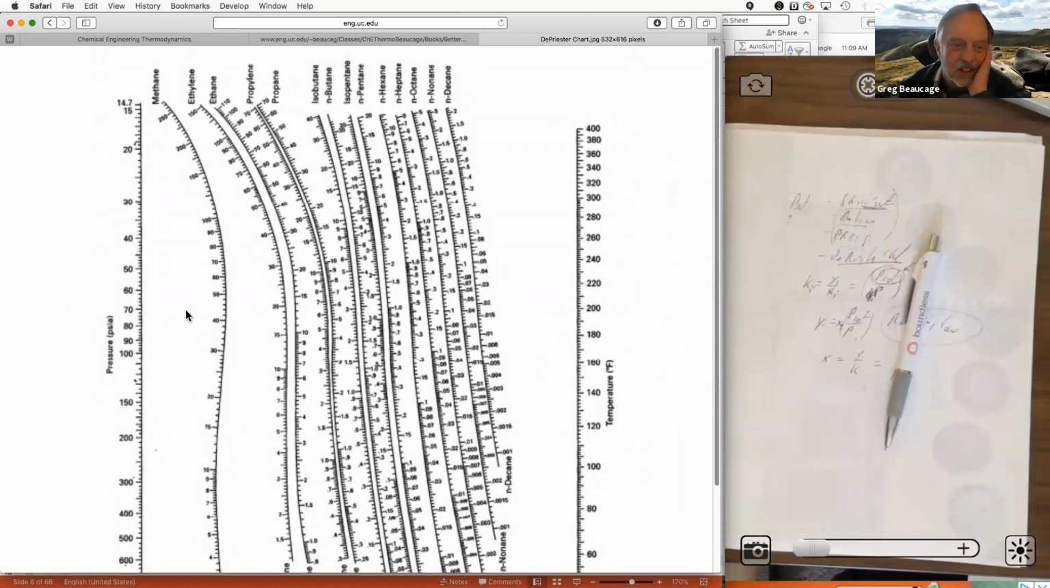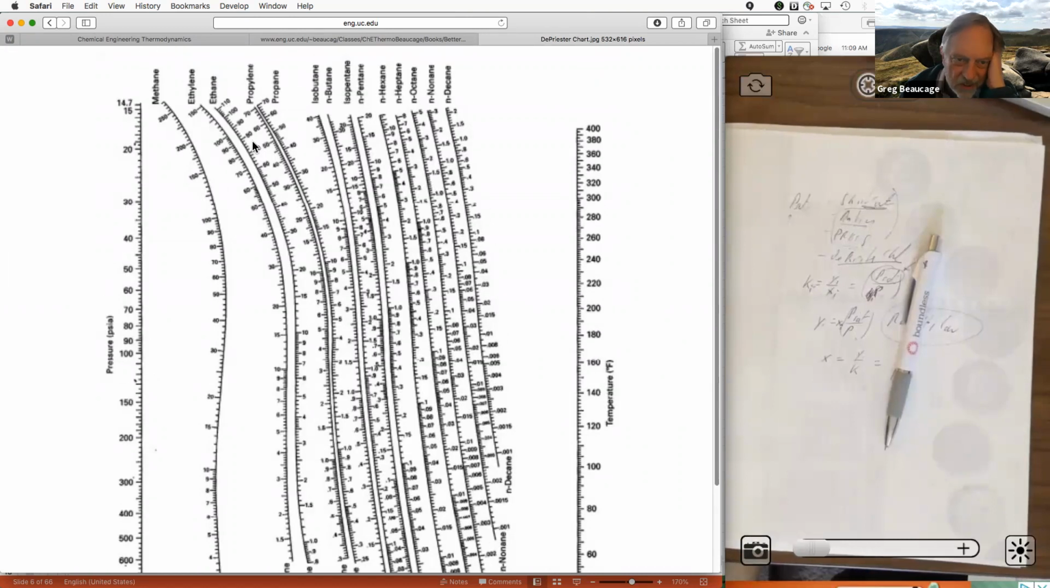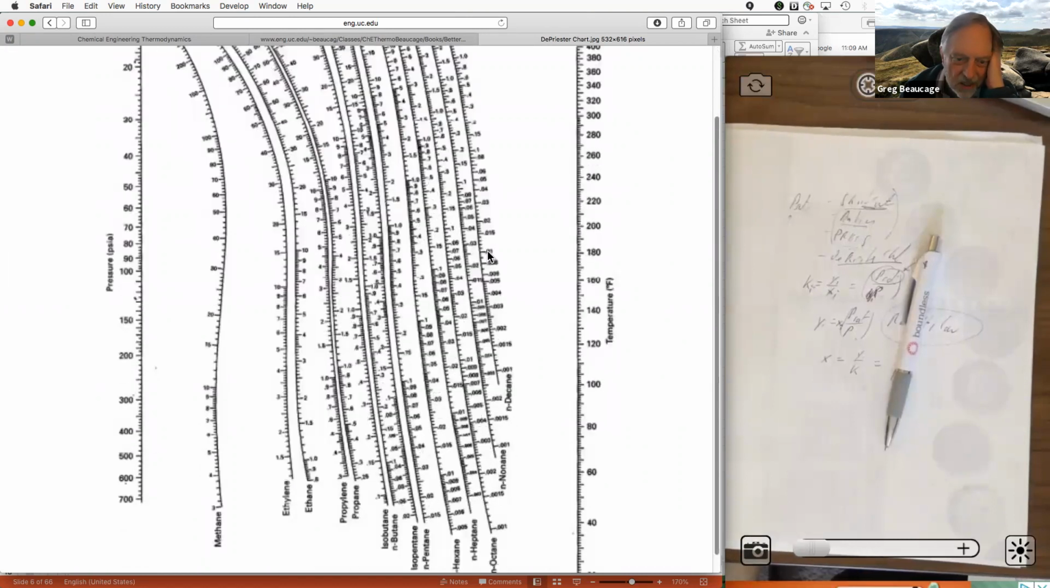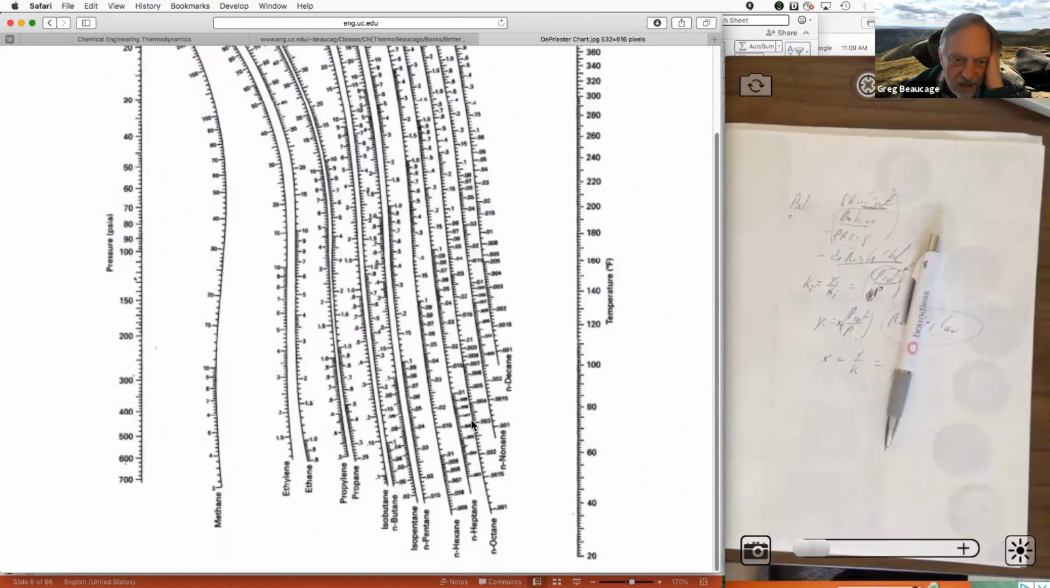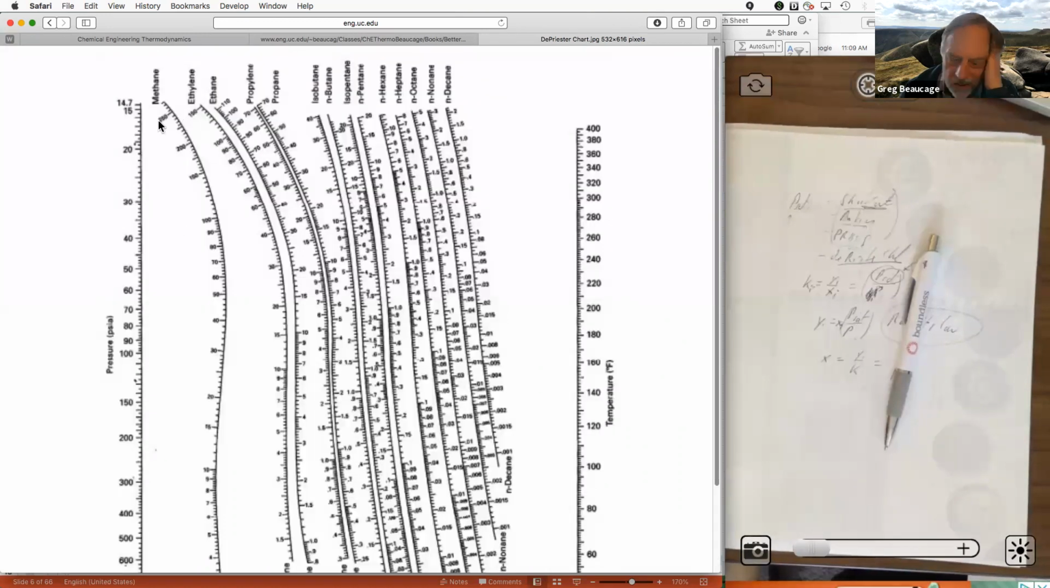It's used this way because this is non-ideal. If it was Raoult's law, this would be a straight line. But because these are non-ideal, they're squiggly. The numbers are all different on these, but they are unitless, because K is a unitless number. So these are just the K ratios.